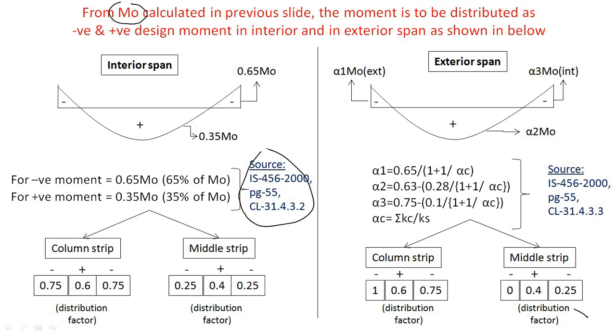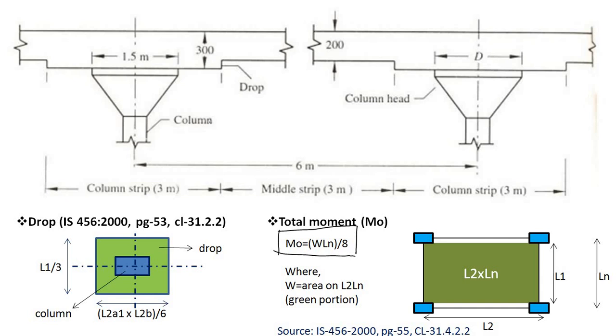IS 456-2000, page number 55, clause 31.4.3.2 says that for negative moment, the moment should be distributed as 65% of M0, and for positive, 35% of M0. So in the negative you have to provide 0.65 M0, and in the positive you have to provide 0.35 M0. The value of M0 will be obtained from here. So the main thing is M0.